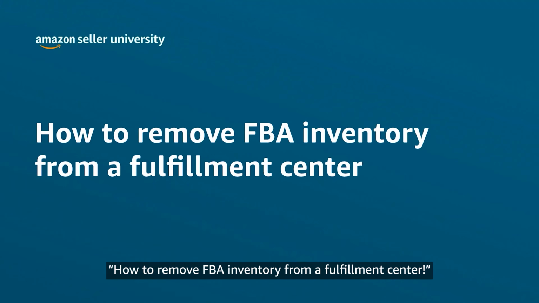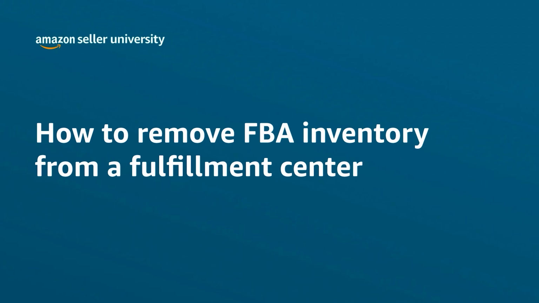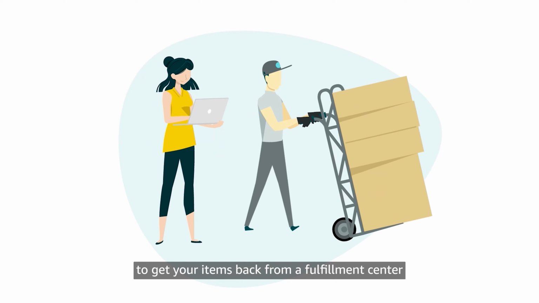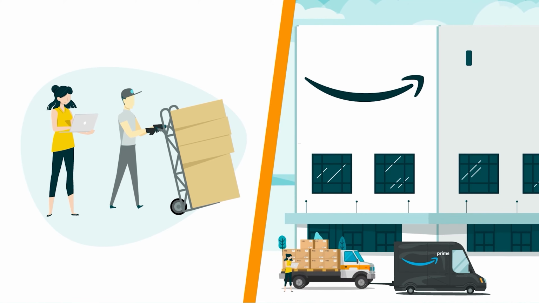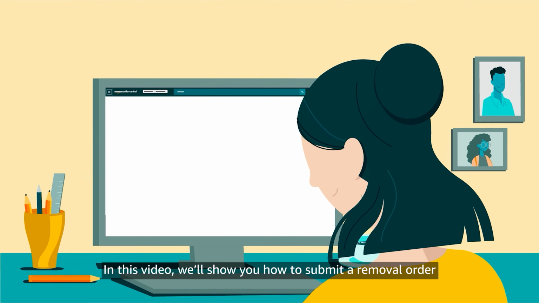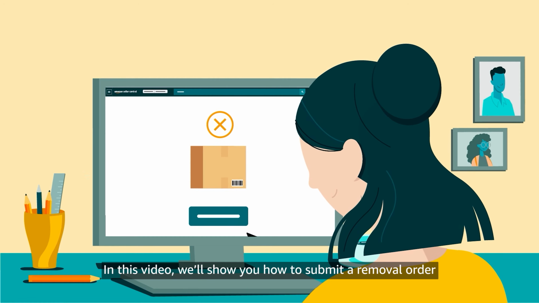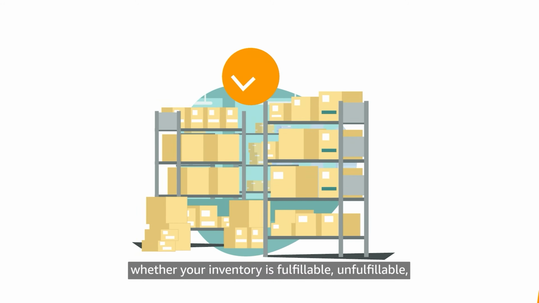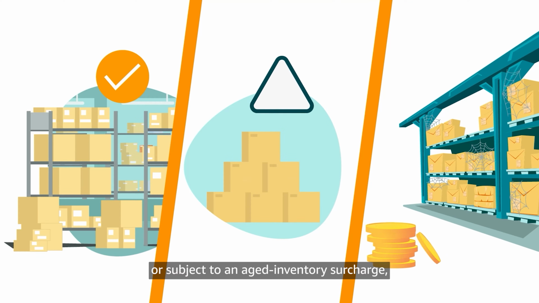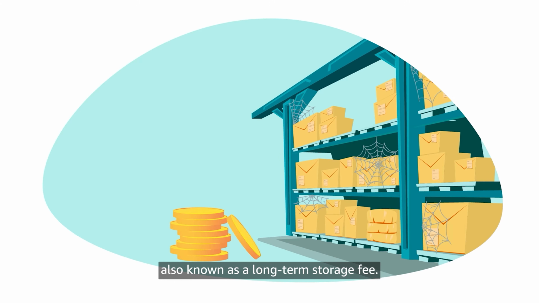Welcome to our training, How to Remove FBA Inventory from a Fulfillment Center. You can use removal orders in Seller Central to get your items back from a fulfillment center or have Amazon dispose of them for you. In this video, we'll show you how to submit a removal order whether your inventory is fulfillable, unfulfillable, or subject to an aged inventory surcharge, also known as a long-term storage fee.